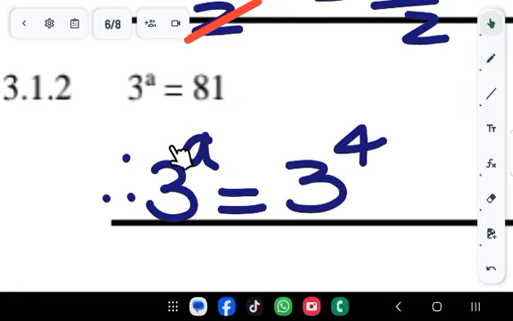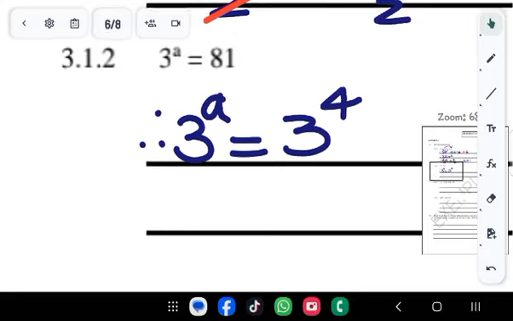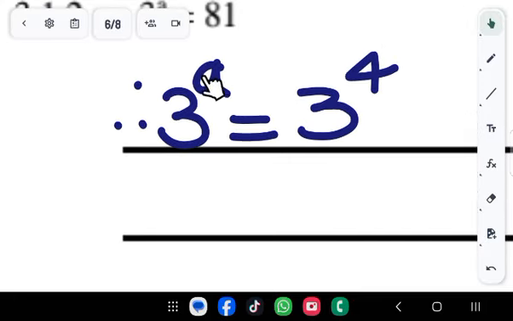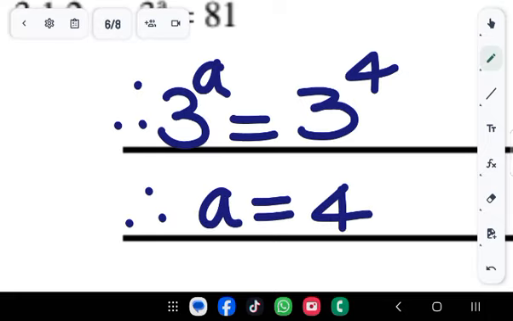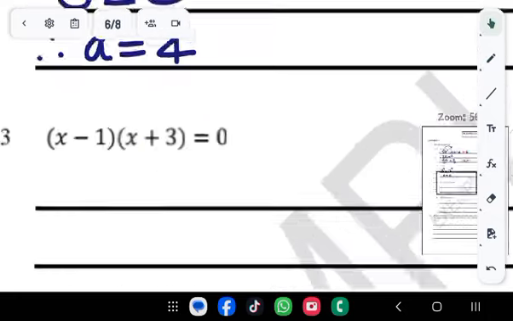Now you've got powers of the same base. They have the same base and the base is 3. They're equal. Therefore, it means that we can equate the exponents. Therefore, a equals 4. That's how you solve that.